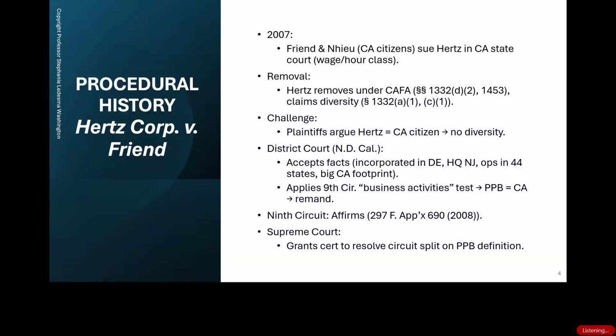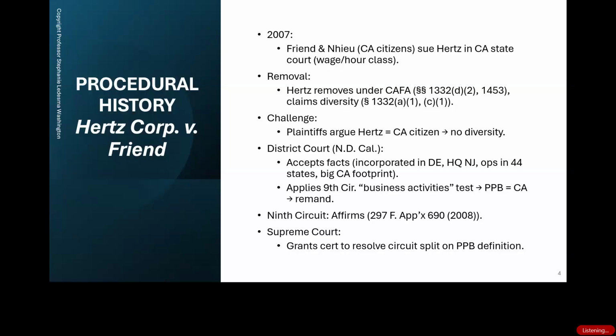So Hertz was arguing diversity, right? Hertz is saying our incorporation is not in California. Our principal place of business is not in California. So we are a citizen of a state other than California. The plaintiffs are domiciled in California. Therefore, diversity. Therefore, we stay in federal court. Yay. Not yet. Not yet. Very, very interesting turn of events.